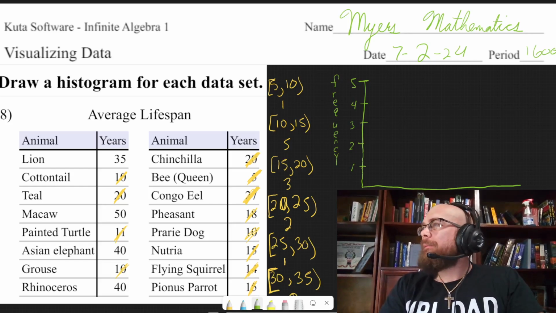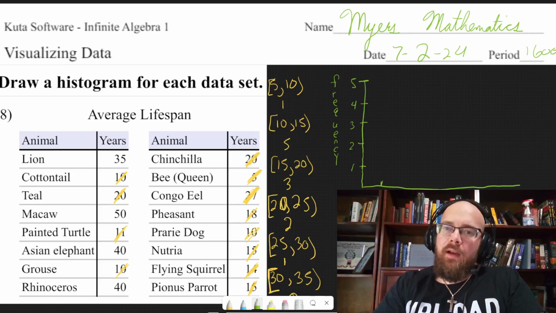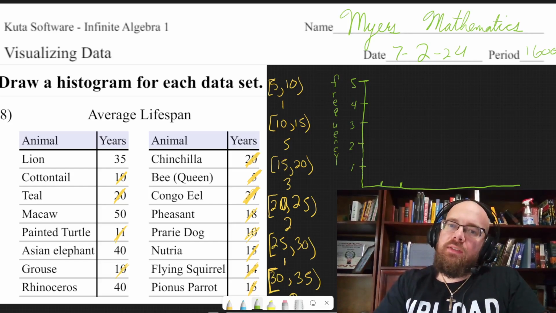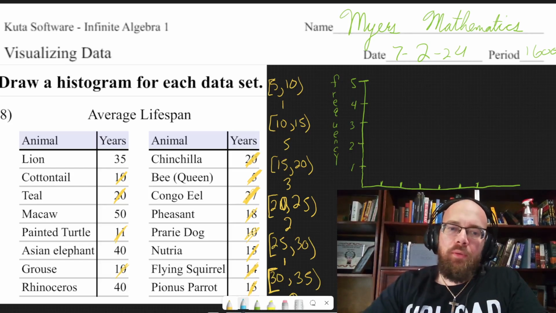There's that. Okay. And then we have our 5 to 15 ratio, or interval. So 5 to 15. Or sorry, 5 to 10. 5 to 10. 10 to 15. 15 to 20. 25 to 30. And then 30 to 35. That's what we've got so far. We use blue to fill these in.